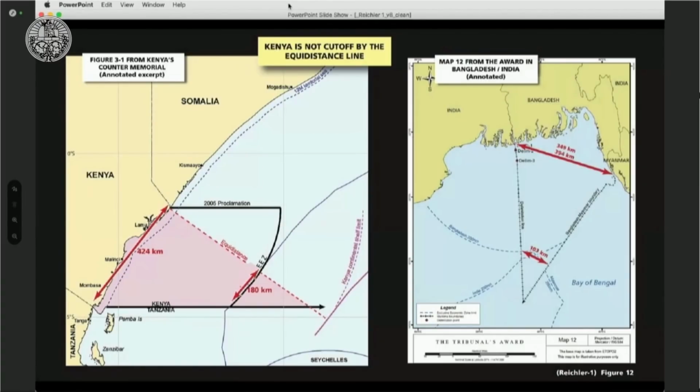As you can see, Bangladesh's coastal facade, rendered as a straight line, measures 340 kilometers, but shrinks to just 103 kilometers at the 200-mile limit after adjustment of the provisional equidistance line in Bangladesh's favor to relieve it of some of the prejudice caused by its severe coastal concavity. Kenya finds itself in a superior position to Bangladesh without an adjustment of the provisional equidistance line. It thus has no good argument for one here.